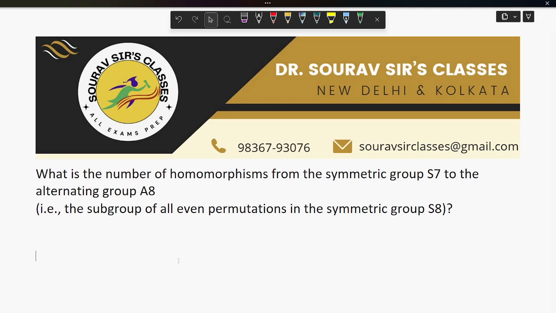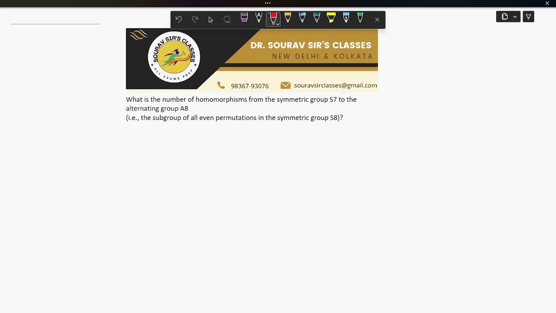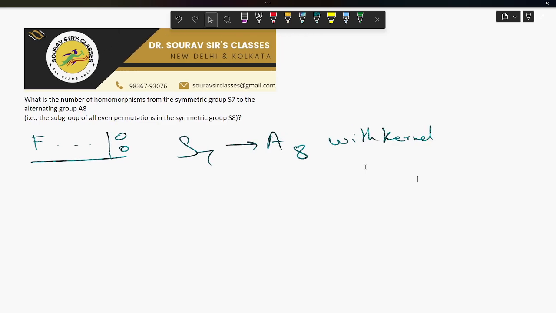Okay. So by the first isomorphism theorem, we can say that for groups, the image of any homomorphism from S7 to A8 with kernel A7 must have order 2.